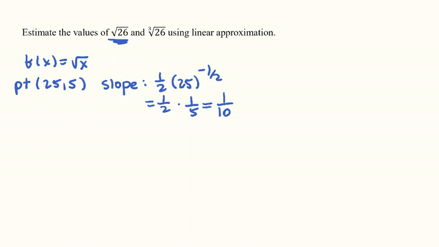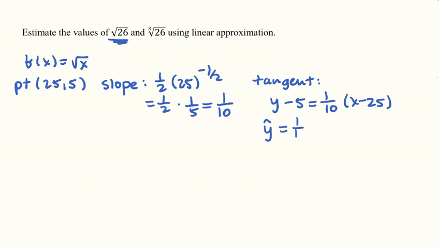I've got a point, I've got a slope, I'm going to write a tangent line. That'll be y minus 5 is equal to 1/10 of x minus 25. And so my predicted square root of 26 will equal 1/10 of 26 minus 25 plus 5. So that's going to be 5 plus 1/10 is 5.1.